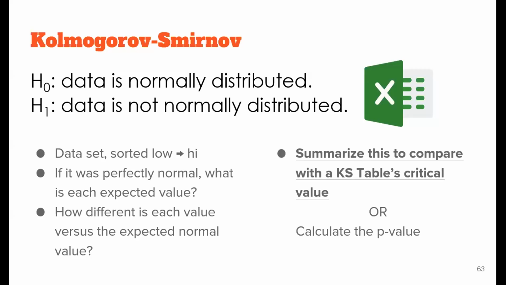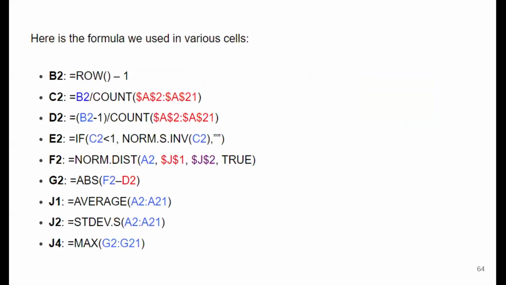This can be summarized with a KS table, to compare with the KS table's critical value, or you can calculate a p-value. The specific resource that I shared earlier walks through this. That was on statology.org. If you Google it, it's one of the top results. There are other resources like this too, but it breaks down all the things we need to answer this question.